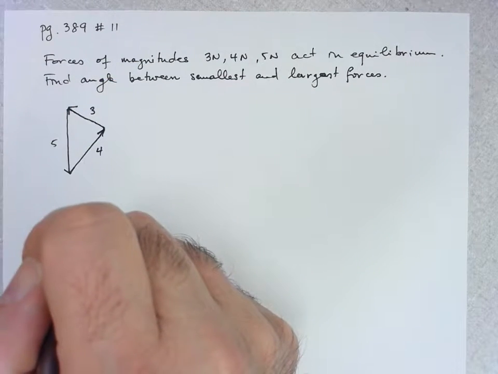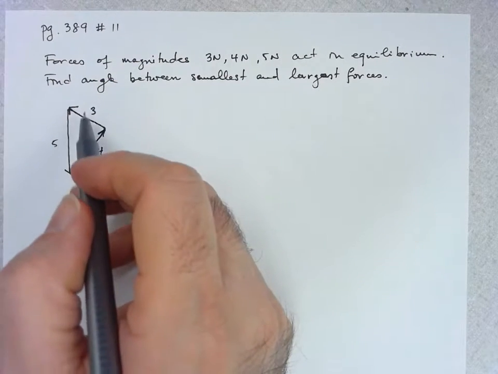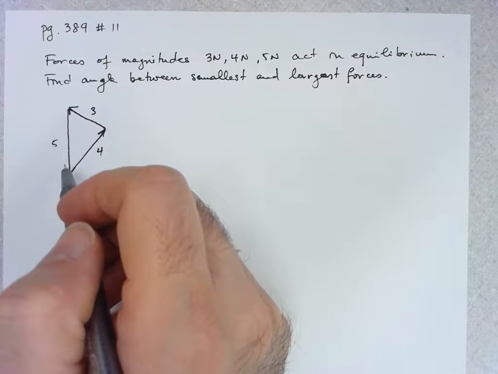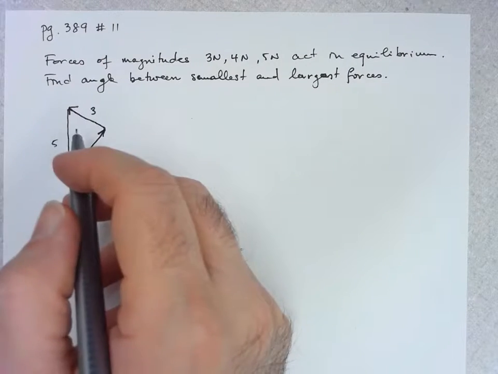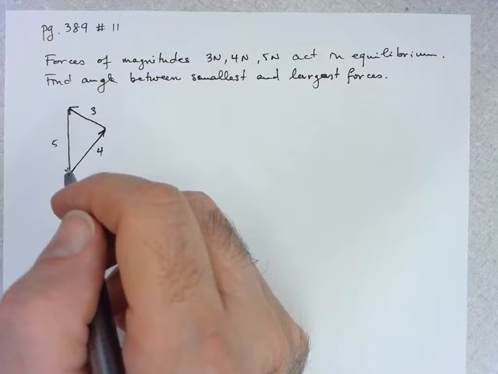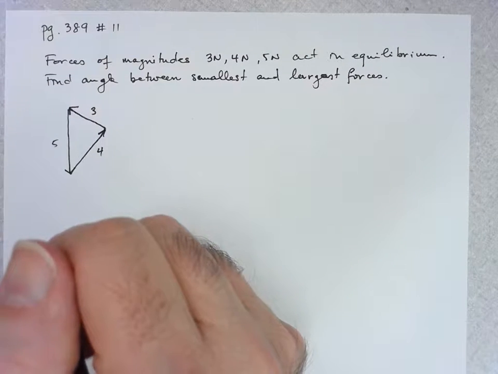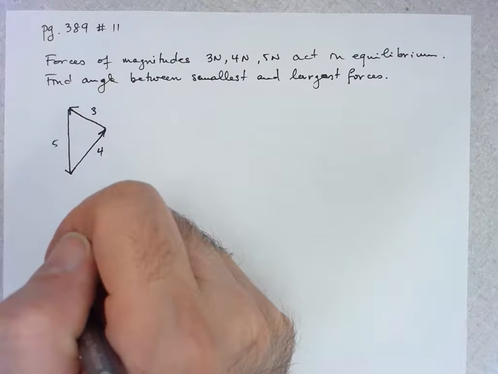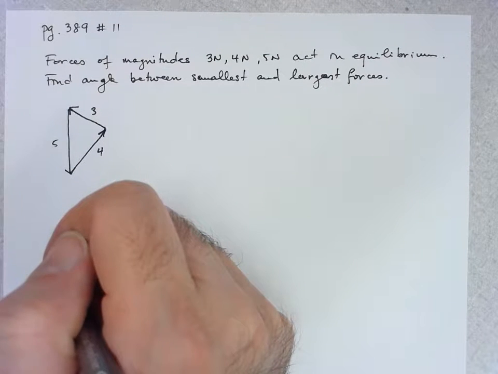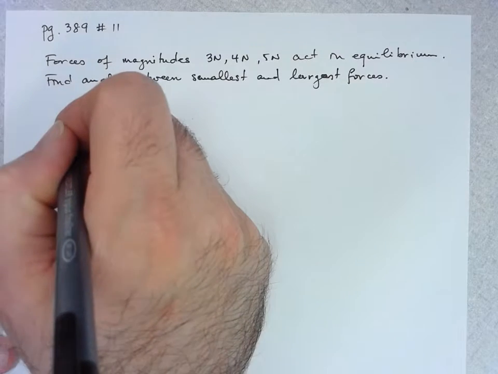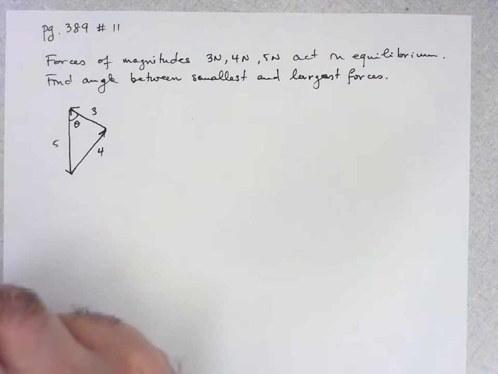Now, the 3, 4, 5 triangle is, of course, a right angle triangle, but I'm not going to assume that's the case. I'm going to solve the problem more generally, so that it's not tied to being a right angle triangle. We want to find the angle between the smallest and largest forces. Here are the smallest and largest, so I'll be looking for this angle, which I'll call theta.